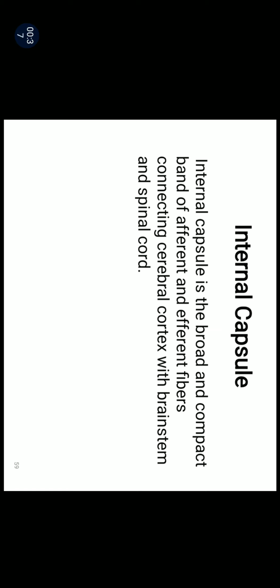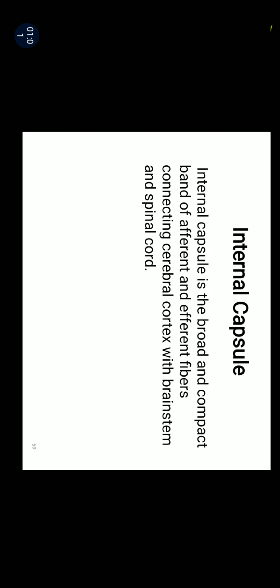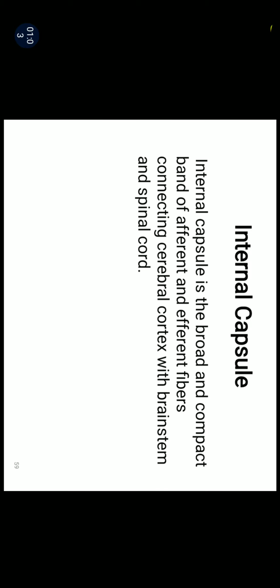So internal capsule has both motor as well as sensory fibers, and these are the fibers which are connecting to the cerebral cortex and brainstem and spinal cord. These fibers are reaching from periphery to the brain and also from brain to the periphery. And this band of fibers which are connecting cerebral cortex to brainstem and spinal cord is called the internal capsule.